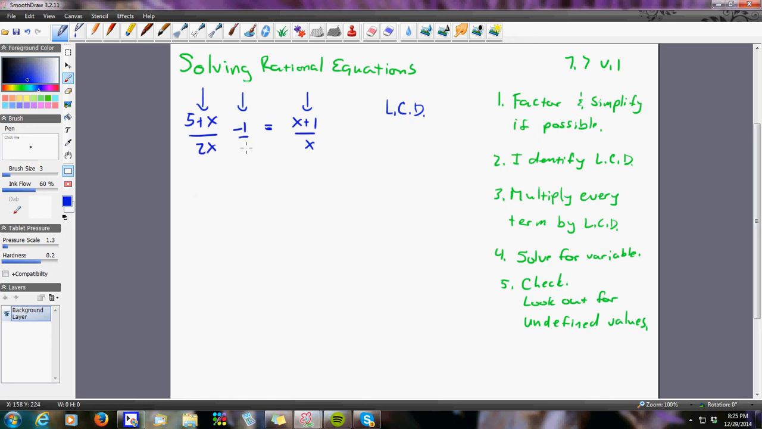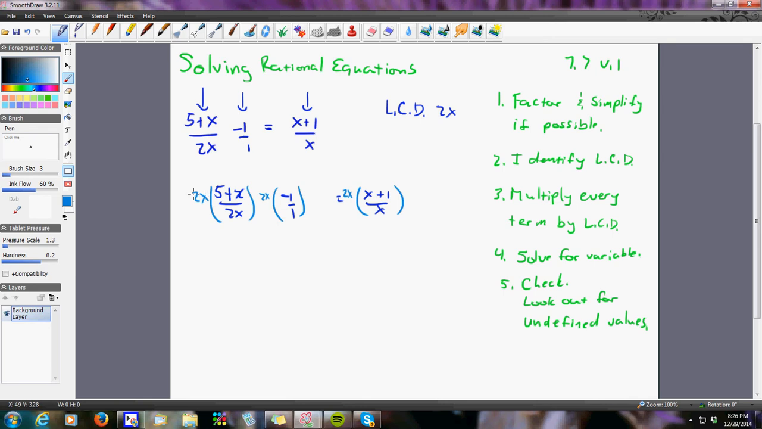In this case, it's going to be 2x. I said factor and simplify if possible, but you can't factor and simplify anything here. I identified the lowest common denominator, and now I'm going to multiply every term by it. So I'm just going to rewrite this, give myself a little bit of room, and multiply this by 2x, this by 2x, and this by 2x, and here's the reason why.